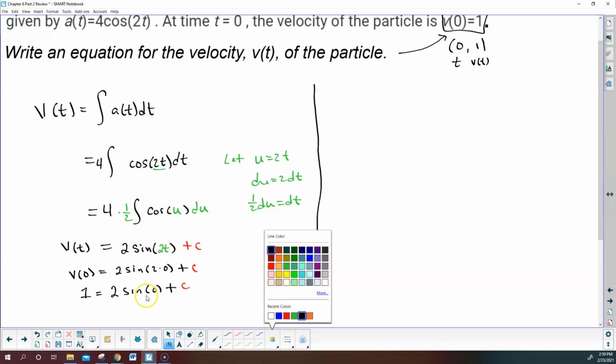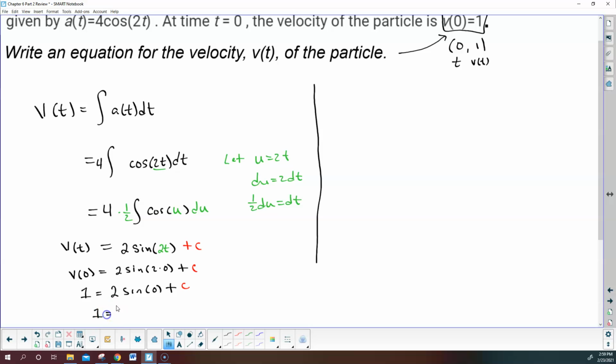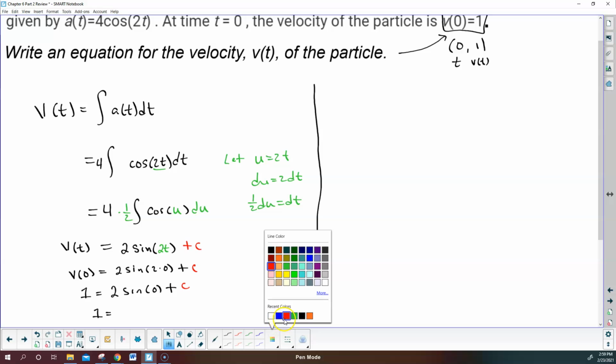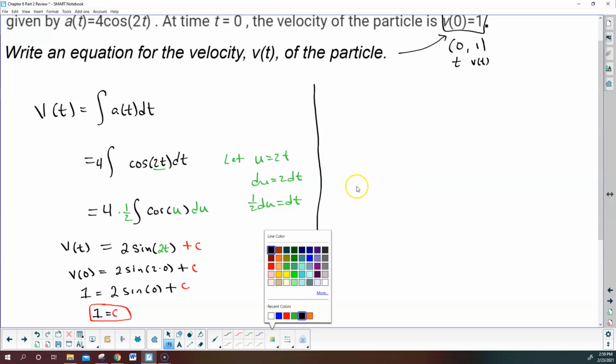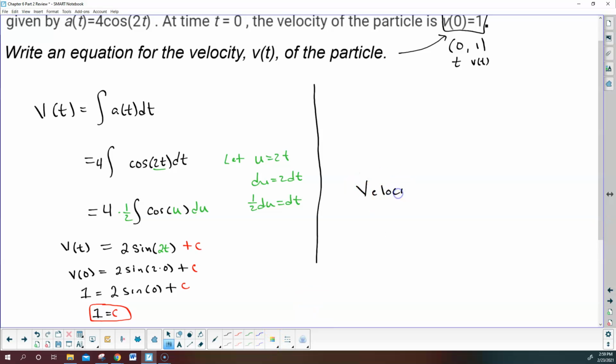Well, we know that the sine of 0 is 0. So 2 times 0 is 0, which means c is equal to 1. And then my final answer is, what is the velocity equation? The particular solution is when you take this value of c and rewrite it into the original problem.